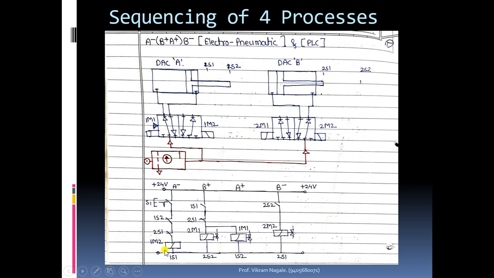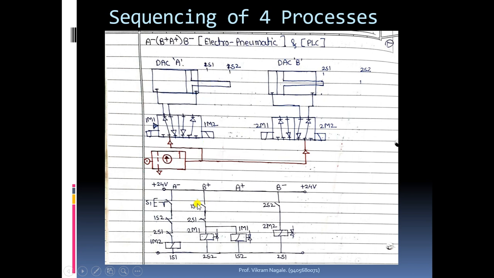So here supply to this 1m2 is given from this 2s1, and by energizing this 1m2 coil, this right side coil, we can achieve this A minus. Means rod end will leave this 1s2 position. There is no 1s2 in the circuit diagram because we are neglecting this. So rod end will leave this 1s2 position and will come to this 1s1 position.